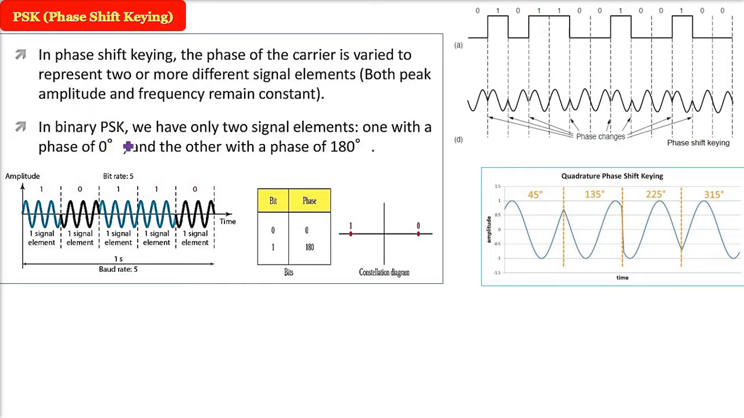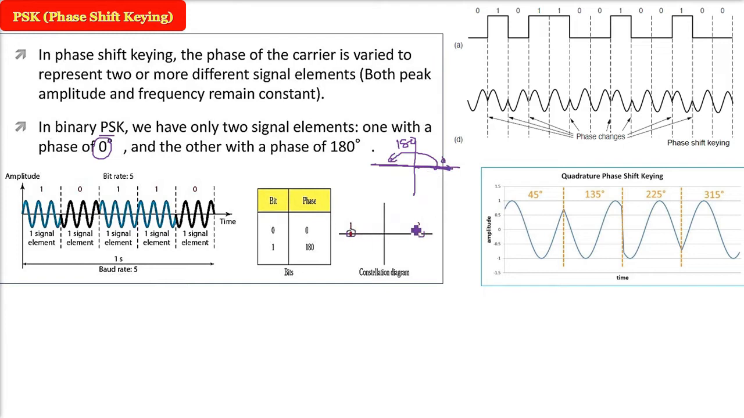If you're talking about binary PSK, we will have only 2 signal elements. One signal element with a phase of 0, angle of 0. The other one will have a phase of 180 degrees. Let me show you. This is the Cartesian coordinate system. You are already aware of it. Now a line on the x-axis will make an angle 0 with the x-axis. But a line which is opposite to the x-axis will make an angle of 180 degrees with the x-axis. So the first one can be made to represent a 0. The second one can be made to represent a 1.